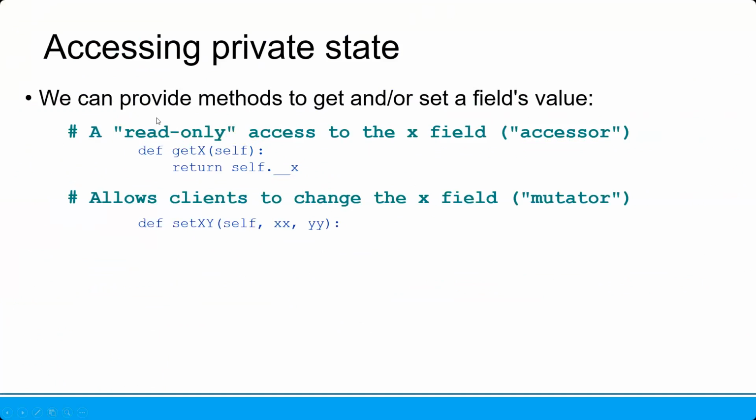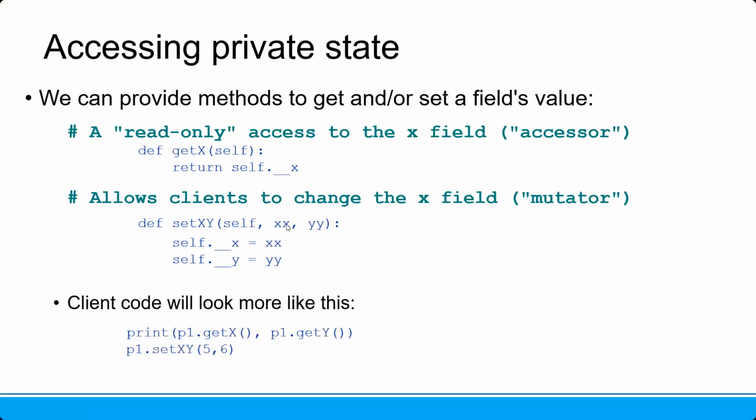And if we want to allow the user or the client to change the field, we create the mutator. In this case, we are creating a new method, set_xy. So the x will be the same as the XX, and the y will be the same as the YY. Okay, then we have this one, the one that you saw in test Python 06.